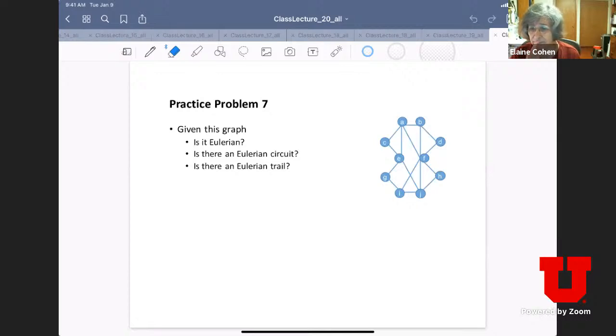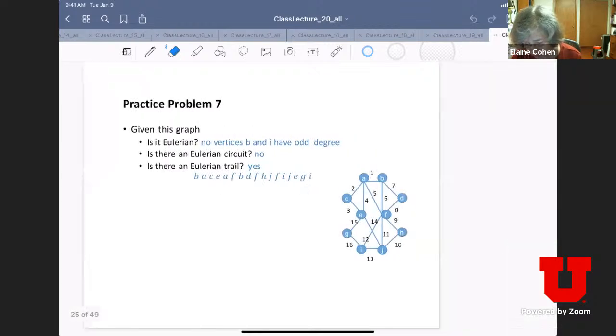Okay, so we can make this graph Eulerian by adding an edge from B to I. Now, you want to add an edge from I to I and B to B, or is that not allowed? No, then you're adding two edges. Remember, you count the loop twice. It has a beginning and an end. It's the same edge, it's incident twice. So you've just upped the degree by 2 if you add loops. Okay. Good. All right.